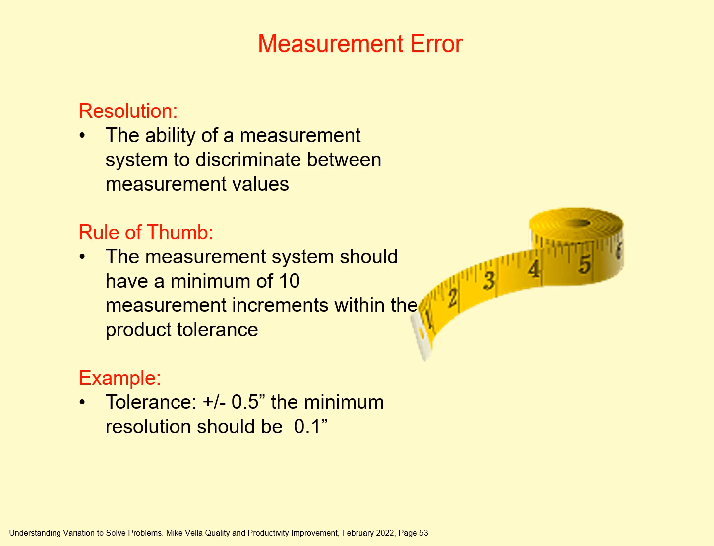So the rule of thumb when you're setting up a control chart is that the measurement system should have a minimum of 10 measurement increments within the product tolerance. For example, if you're measuring something that has a tolerance of plus or minus a half an inch, the minimum resolution should be a tenth of an inch. So the width of the specification is 1 inch, and the minimum increment of measure should be a tenth of an inch. So examine your gauges to make sure that you've got this resolution issue licked.